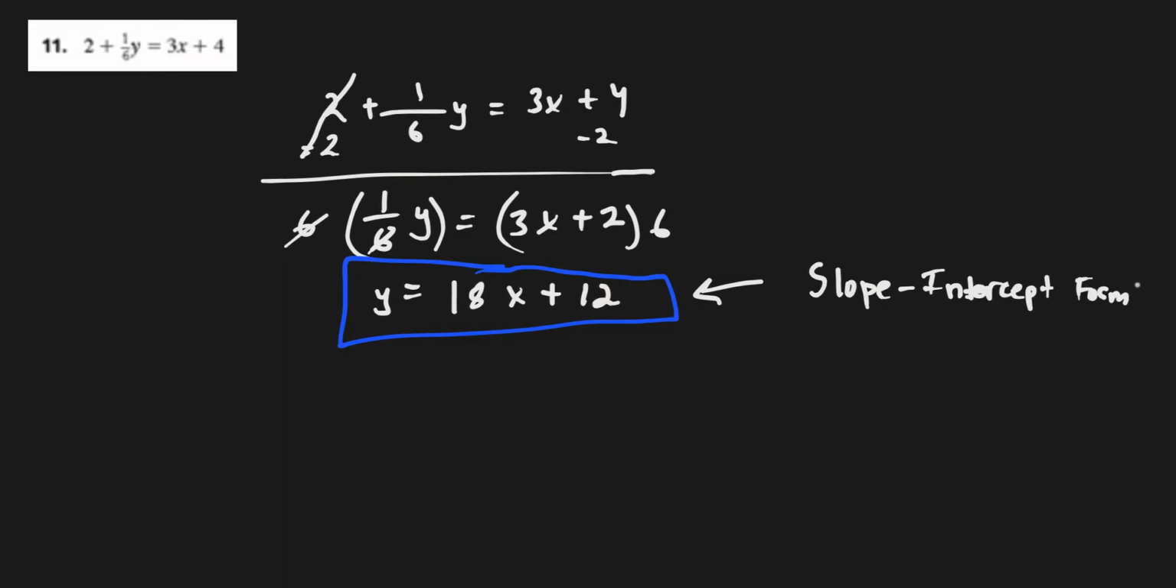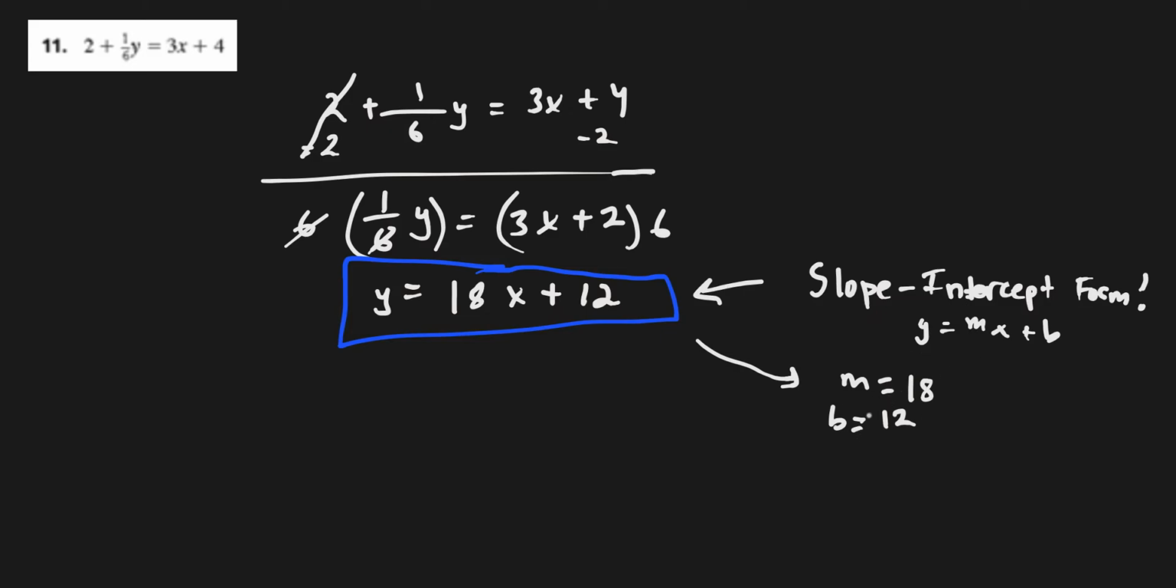This is going to be one of the most useful forms in all of mathematics, especially in algebra. You're going to learn this in future videos, but this form is just y is equal to mx plus b. Notice that this form matches this form. In this case, m is equal to 18, and b is equal to 12. So we have our m and our b, and this is the slope-intercept form.